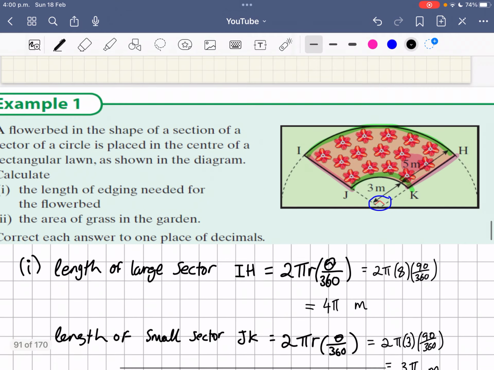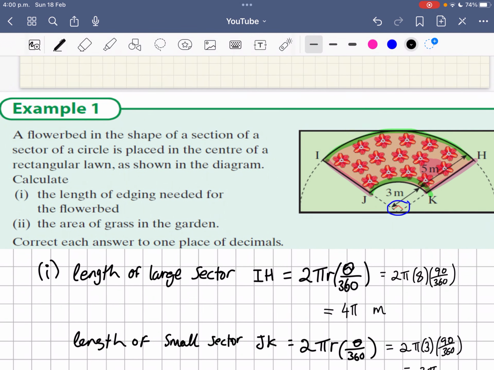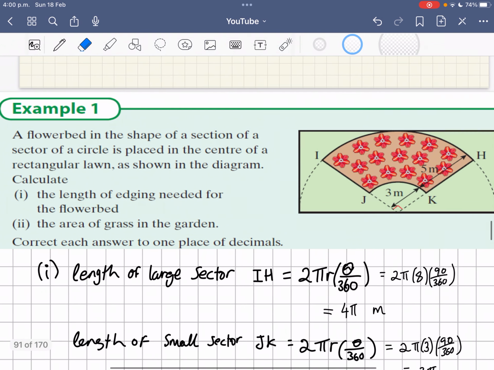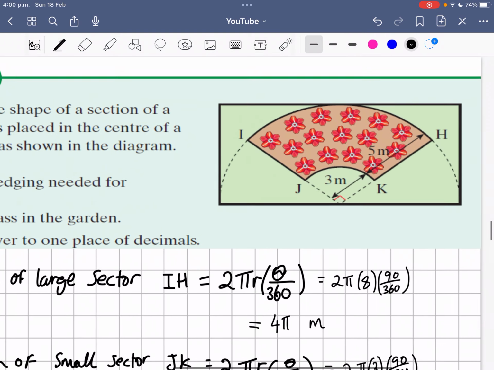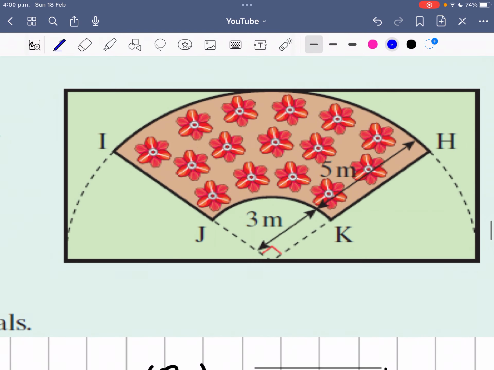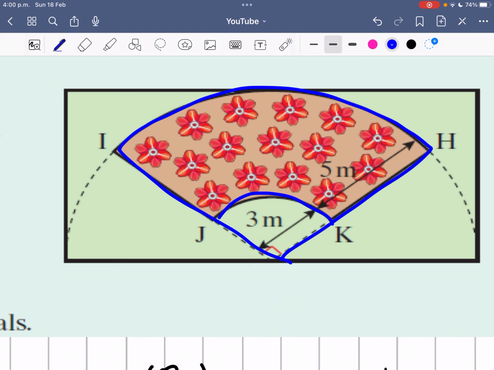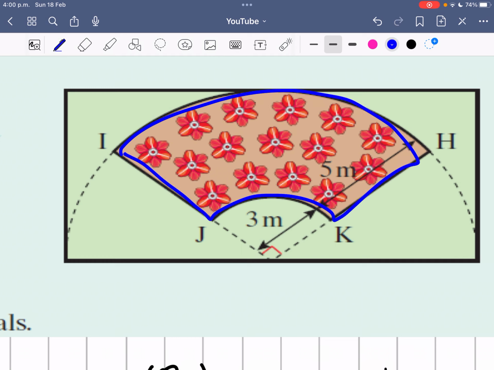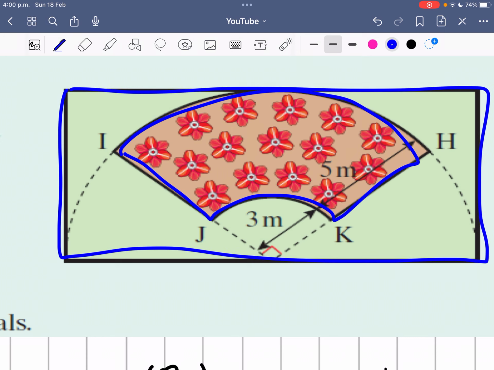And now if we go back up and read part 2, find the area of grass in the garden. So the logical way to think about this would be, if I find the area of this sector and then find the area of the smaller sector, subtract this, and then I'm left with the area of the garden, which is this bit, and then the area of the grass is going to be the whole rectangle, take away the area of the garden.